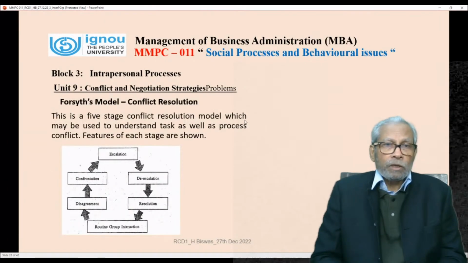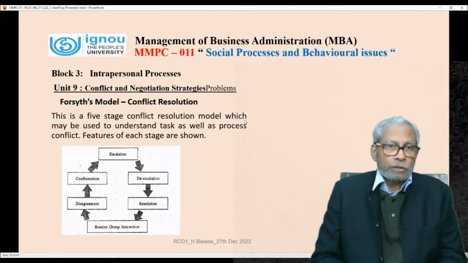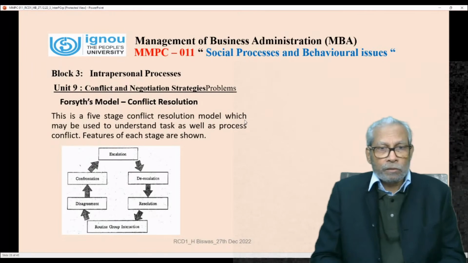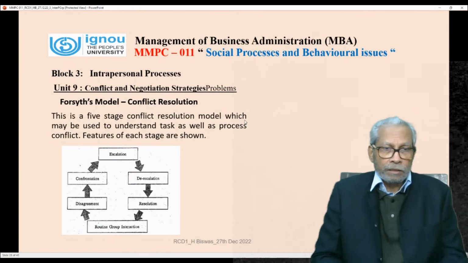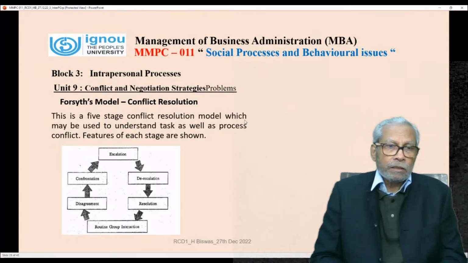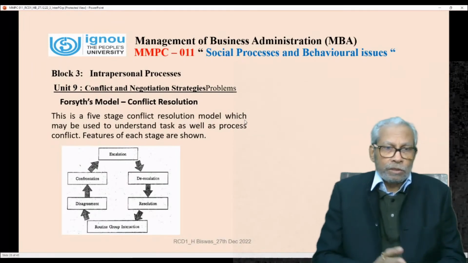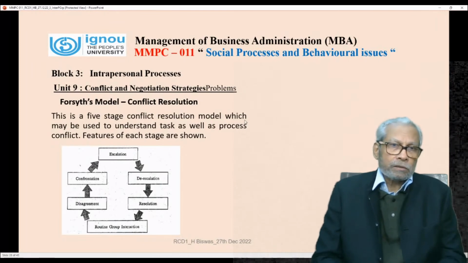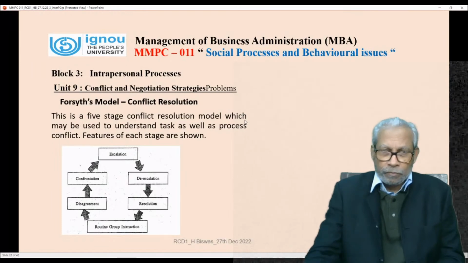Here are some models we can discuss. This model shows the way conflict resolution starts. First the explanations, then the declarations, then the resolutions, and it is a chain system, and finally the disagreement and confrontations. So this is the conflict resolution process. There are 5 stages as shown.